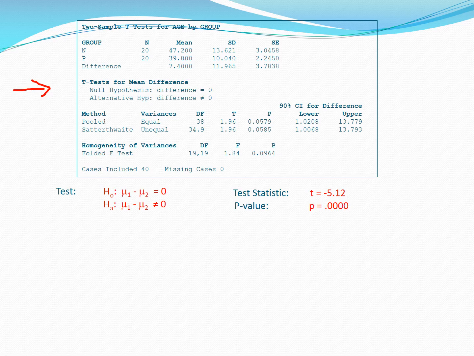Now, the question is for the test statistic and the p-value, and you can see again, the test statistics are going to be the same in this case. In fact, when you have equal sample sizes, they will be the same. But the p-values are a little different. Which one's the appropriate one to use? Should I use the equal row or the unequal row?